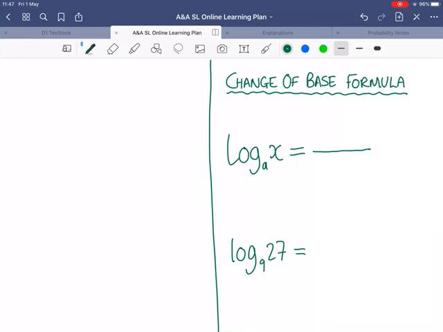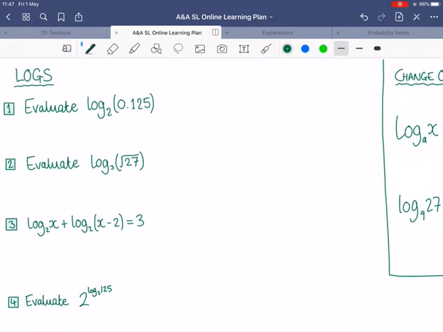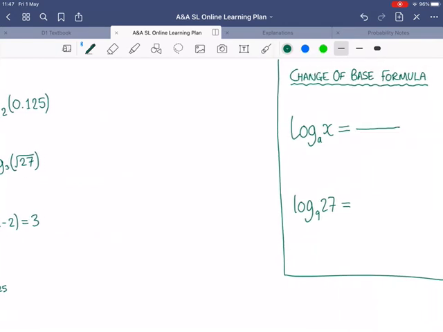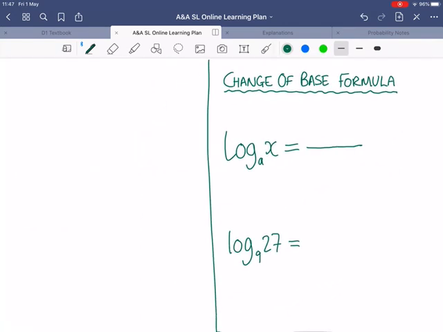Okay, so now we have a look at some more logs and one more formula and a few examples of problems you might need to solve. But firstly, one final formula. This is called the change of base formula, and it is a way of changing the base of a log. If the one you have isn't desirable, this is a way of changing it.